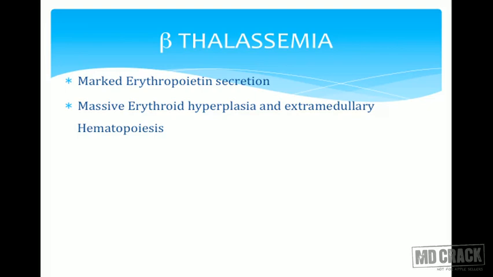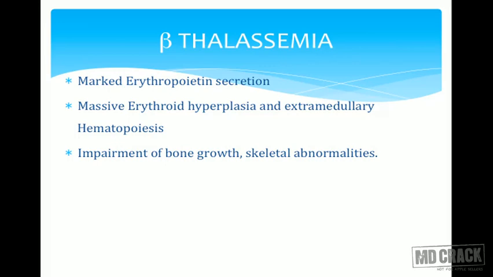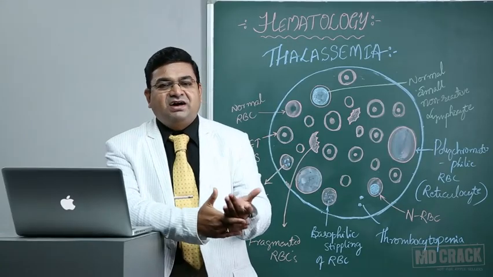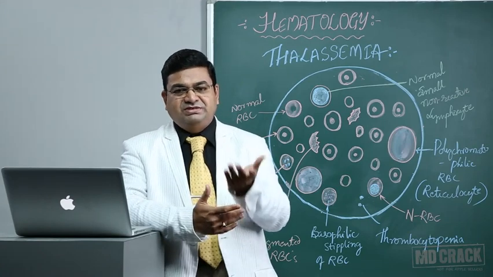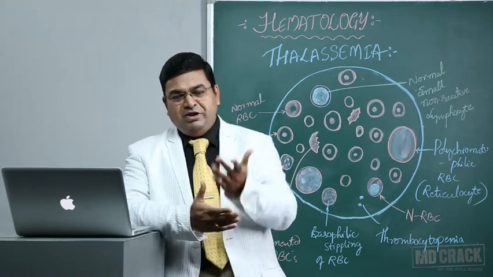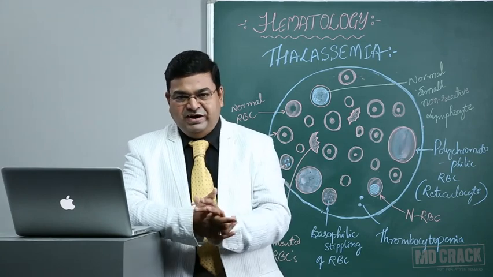And the patient can have extramedullary hematopoiesis. Whenever I use the word extramedullary hematopoiesis, it is mainly hematopoiesis occurring in the lymphoid organs. Hepatomegaly will be there because of the hematopoiesis in the liver. Splenomegaly will be there. There can even be lymphadenopathy.